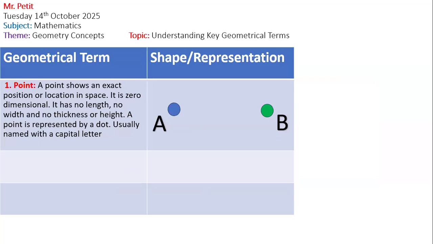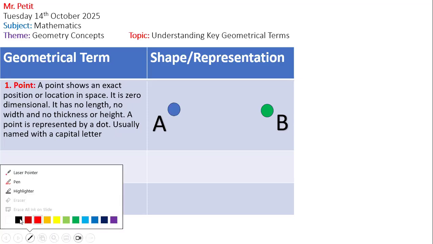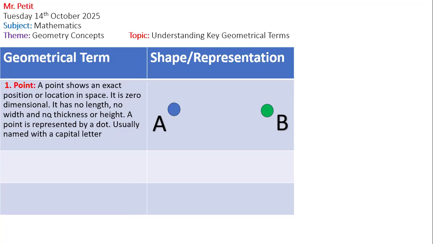So the next thing we have is what's weird about a point. It has no thickness, no height, and no width. So some will say, "But Mr. Petit, if you look at this shape, this does have a width. This does have a height. It does have a diameter. It does have a particular size." But that's just the representation of it. That's not exactly the point. The point is represented by a dot, but a point is just a location in space.